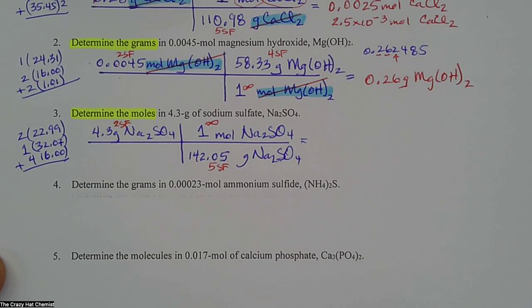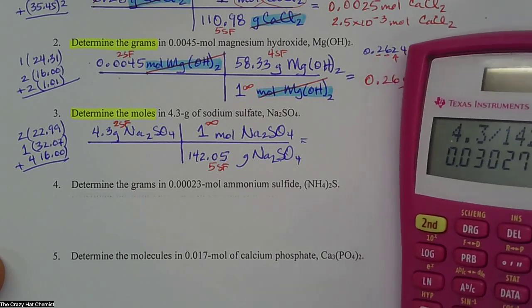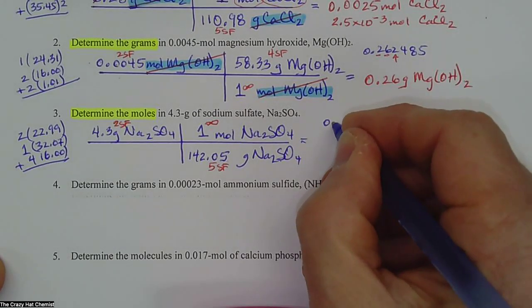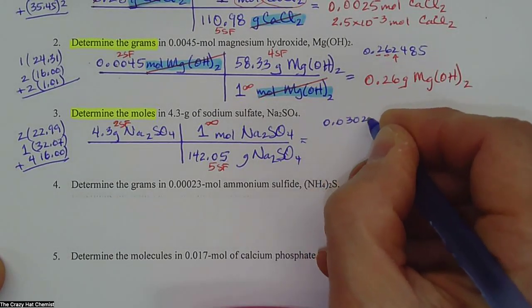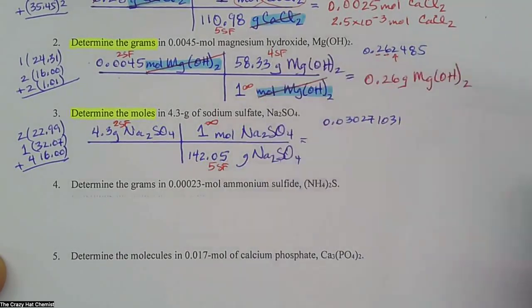I'm going to take 4.3. I'm going to multiply it by 1 and then divide by the 142. And I am going to get another decimal value again. So let's plug this into our calculator. So 4.3 times 1, which is 4.3, divided by 142.05. That's equal to 0.030271031. That's what I get in my calculator right there in exponential notation.